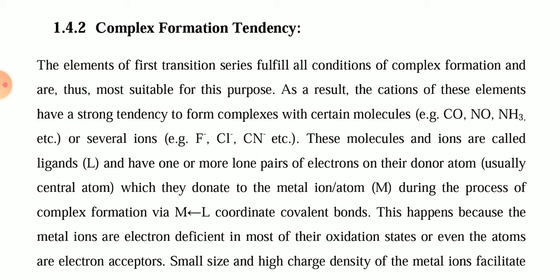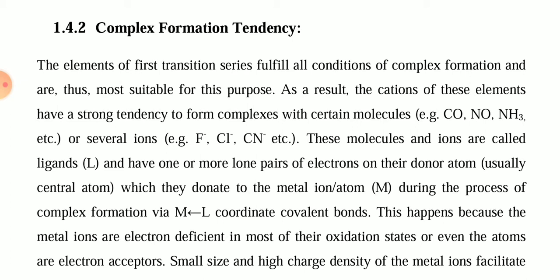Okay, as a result, the cations of these elements have a strong tendency to form complexes with certain molecules like CO, NO, NH3, or several ions like fluoride, chloride, and cyanide. These molecules and ions are called ligands, and have one or more lone pairs of electrons on their donor atom, which they donate to the metal ion.